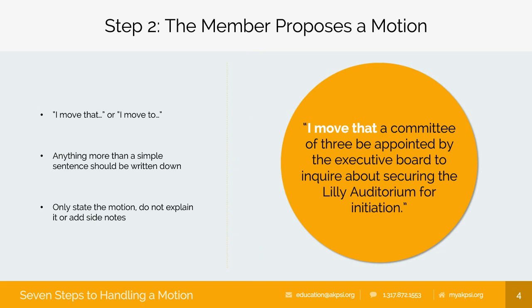The correct procedure for making a motion is to say, "I move that," or "I move to." Saying, "I motion" is incorrect. Anything more than one simple sentence should be in writing and must be read verbatim.